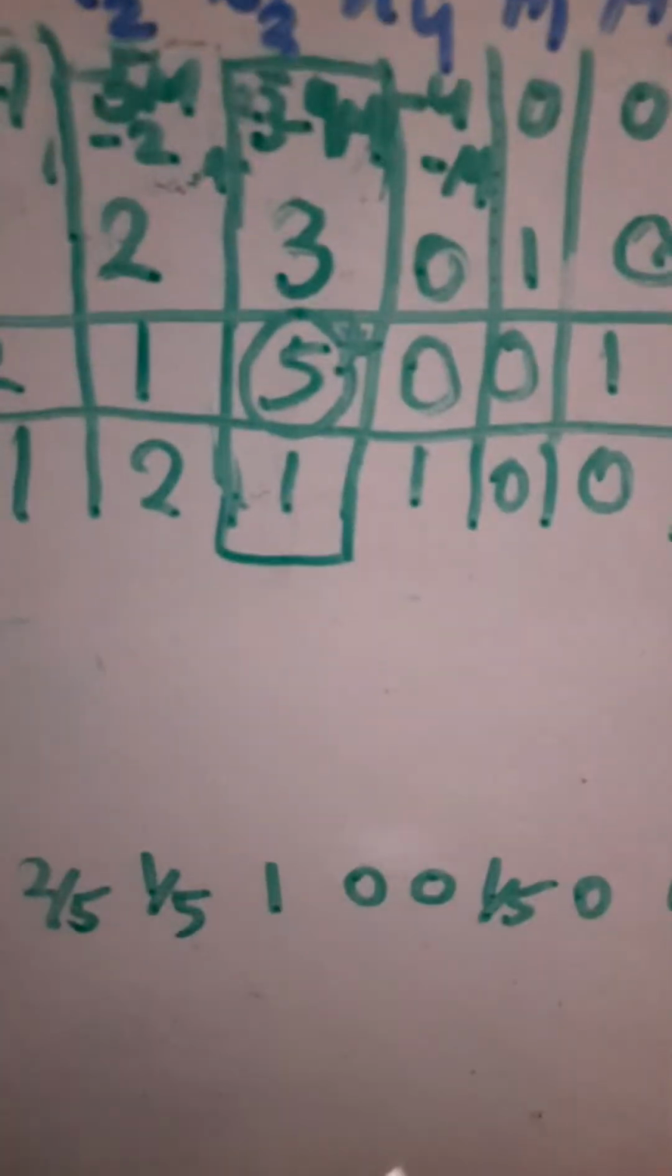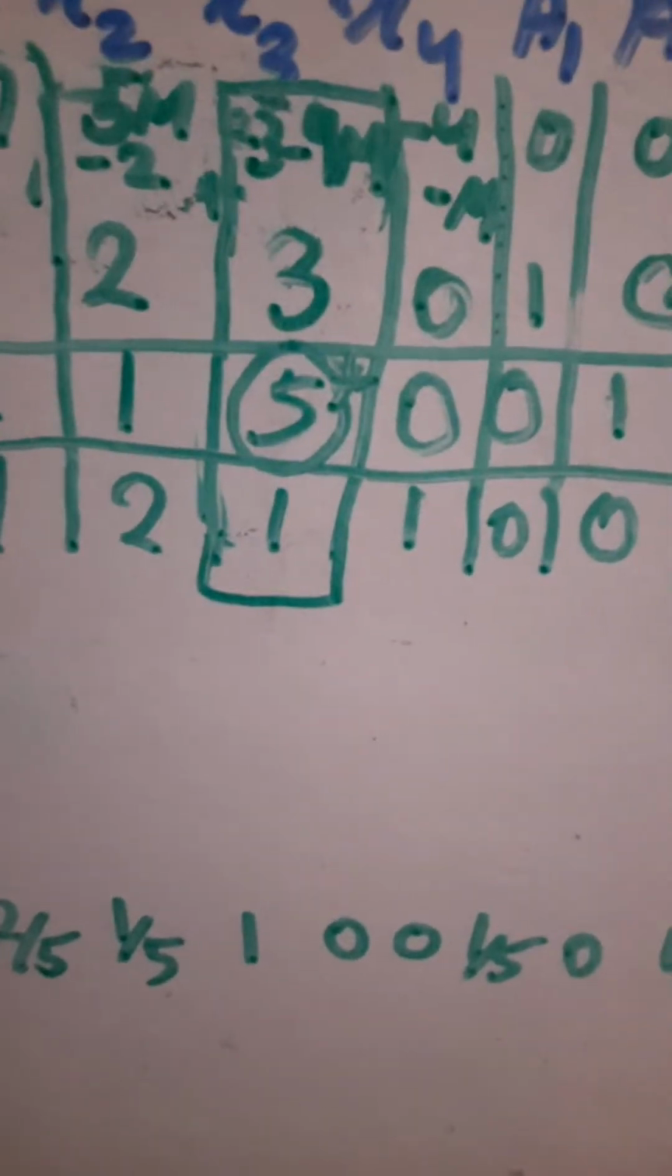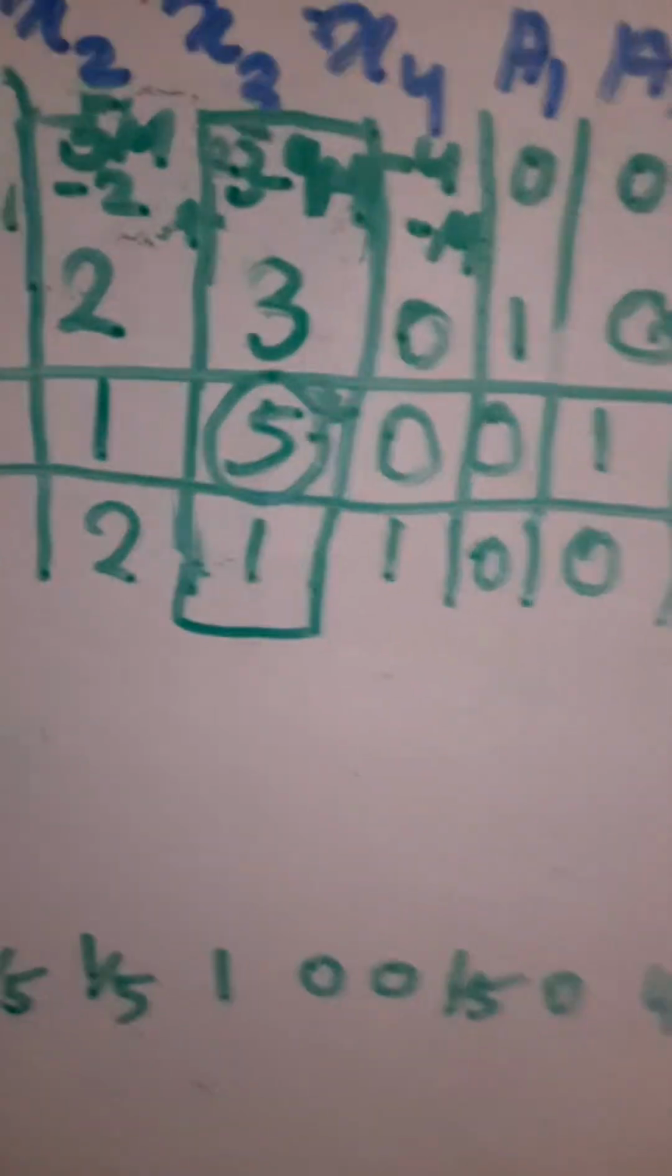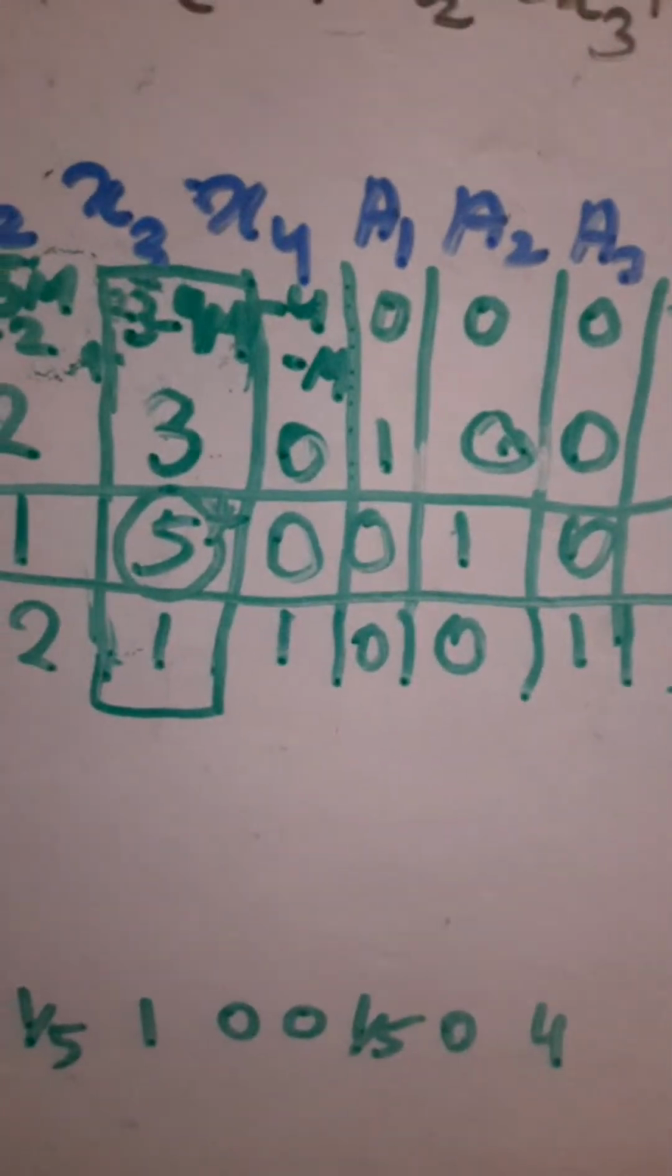So 1 into 3 is 3. Okay, 1 into 3 is 3. But these are same sign. So how to make them clash? Reduce this to 0. We would make it opposite signs by subtracting. Okay.